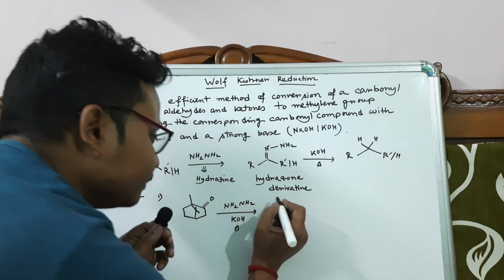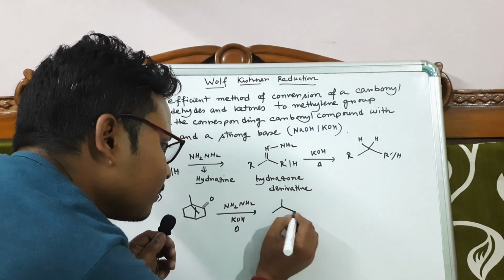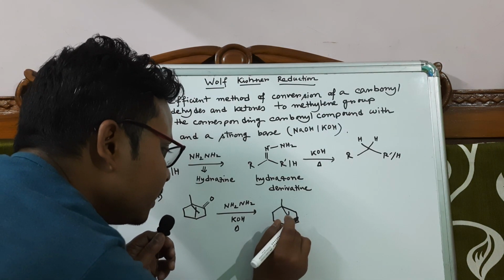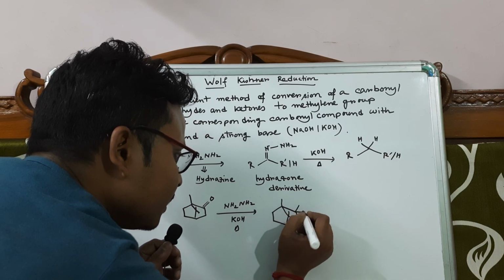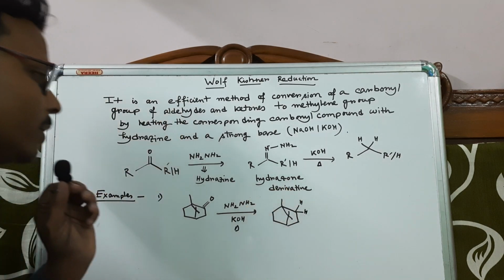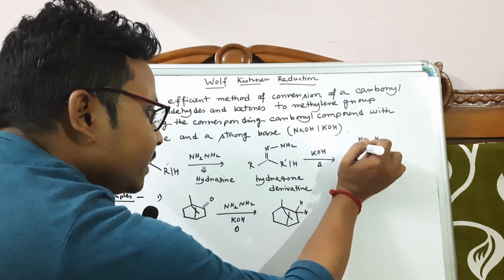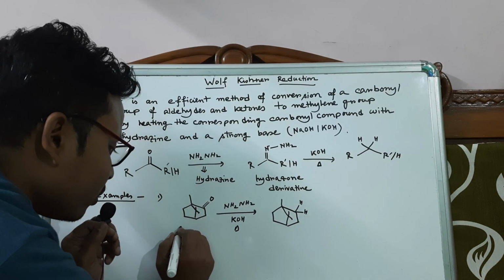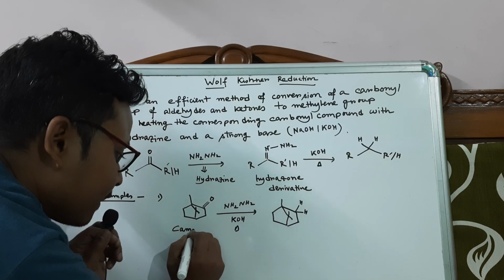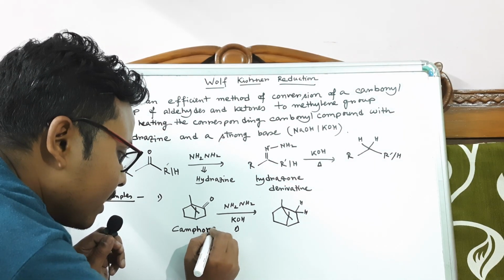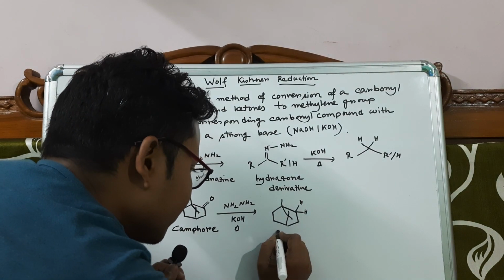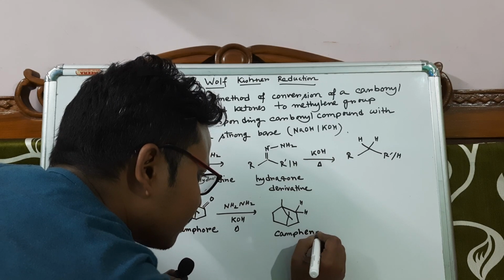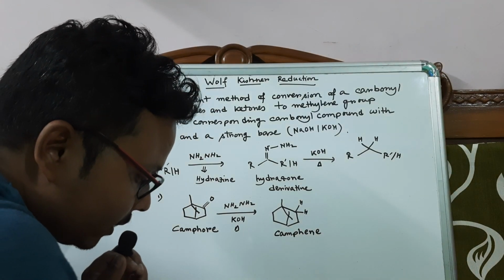The rest of the portion remains the same and should not be altered. Only the carbonyl portion will become the methylene group. These two are methylene hydrogens. So this is called camphor, and this is called camphene.